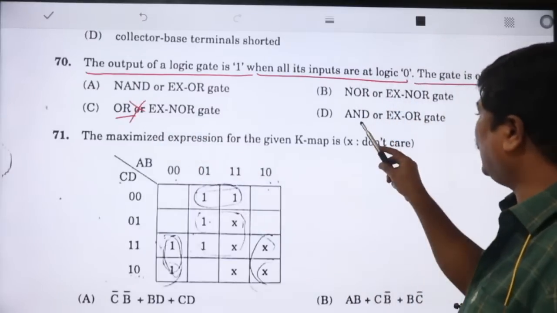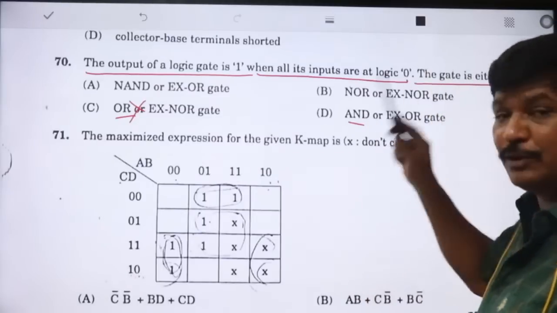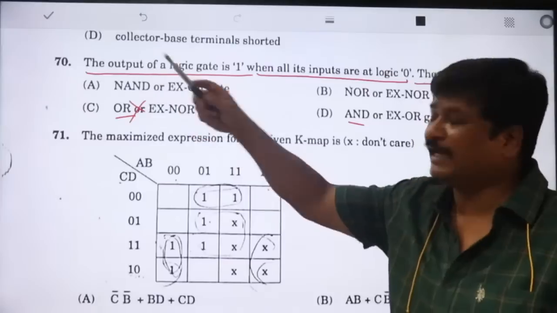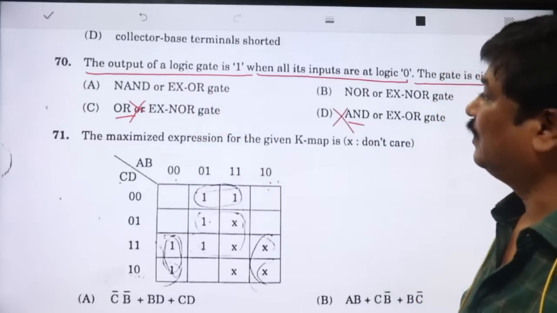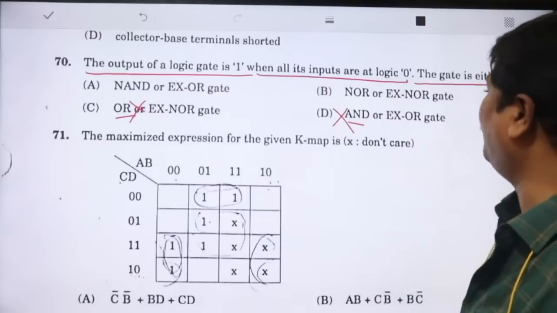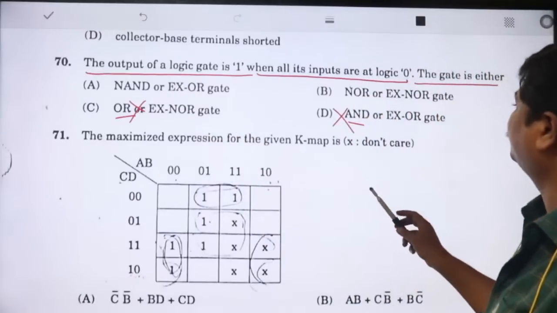And coming to the AND gate, what is that? A into B into C, 0 into 0 into 0. How can you get 1? You don't get 1. So this option is also wrong. But in the NAND gate, what happened?